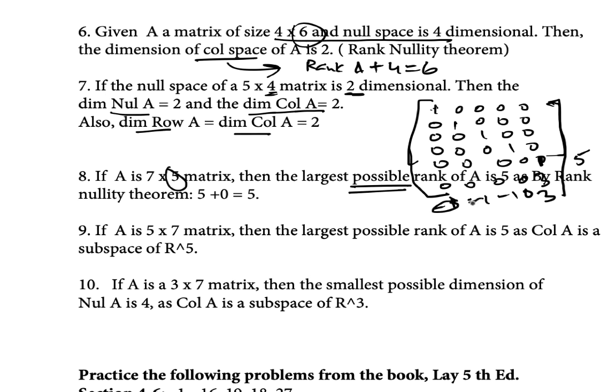If you apply the algorithm, we can still get, say, 0, 0, 8. We can still do the math and get this to be 5 pivot columns. So by the rank nullity theorem, the largest possible rank of A is 5. Or another way, we can also look at this form.